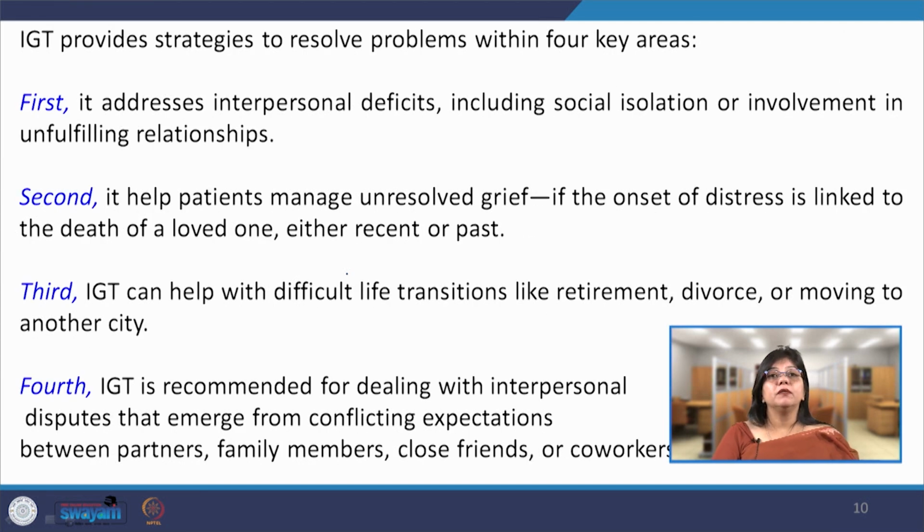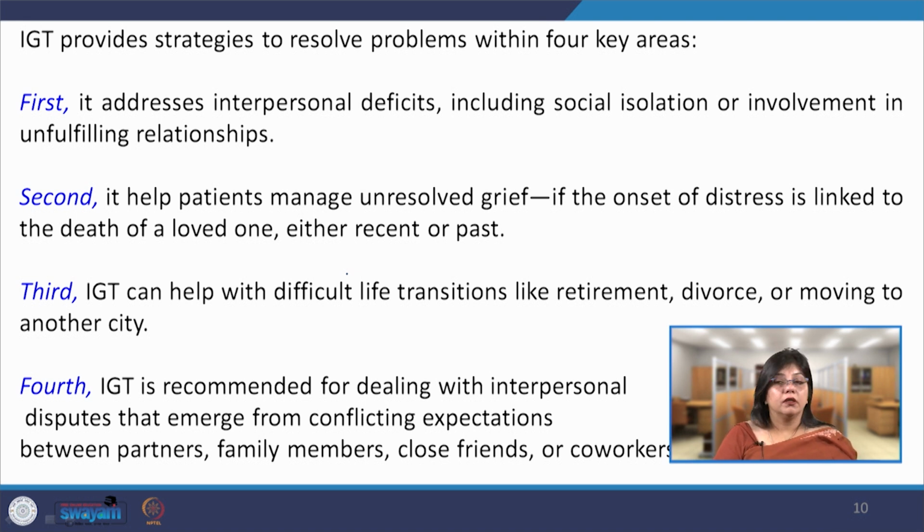Further, IGT provides strategies to resolve problems within four key areas, that is, the applicability of IGT. First, it addresses interpersonal deficits including social isolation or involvement in unfulfilling relationships. That is obvious when two people are unable to define their relationship, or they encounter any kind of relationship problems, then IGT is the best way to cure those relationship issues. The second, it helps patients manage unresolved grief if the onset of distress is linked to the death of a loved one, either recent or past.